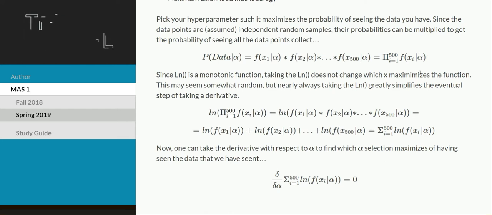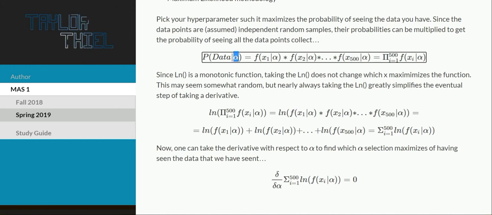Now what we can do is just take the natural log of this, and the reason we're going to do this is when we need to take a derivative, it makes our life way easier. Derivatives just become really simple. Now the reason we can do this, let me take a step back. What we're trying to do is, what selection of alpha maximizes the probability of the data? So which alpha level produces the maximum probability? We don't actually care what that probability is, right? We just care about what alpha is.